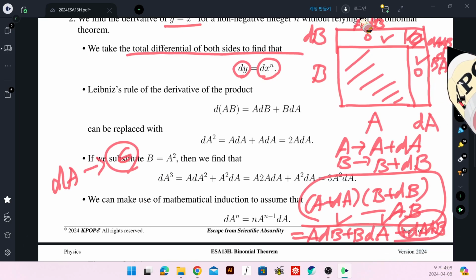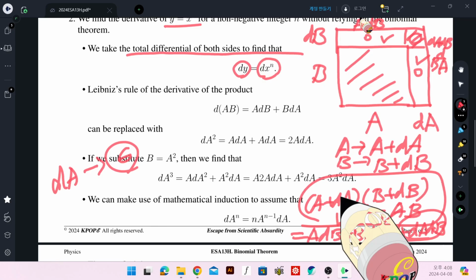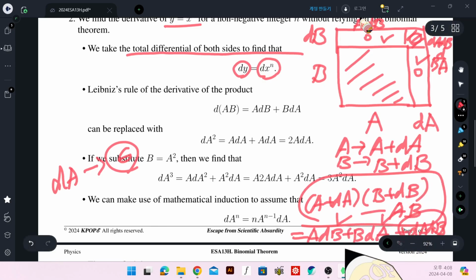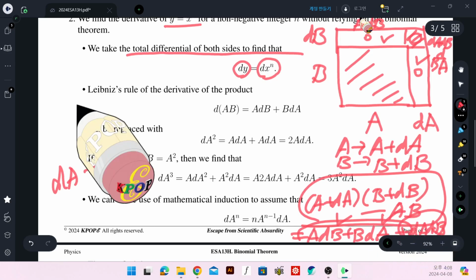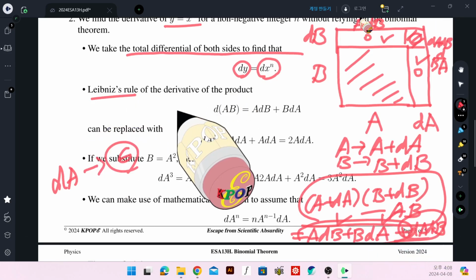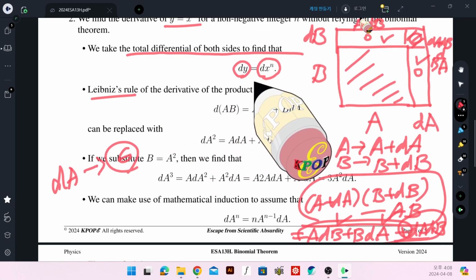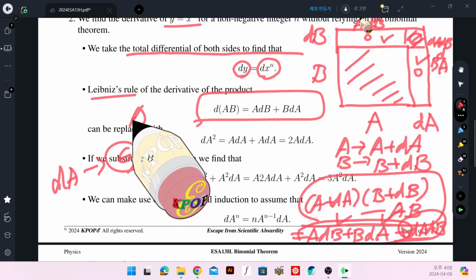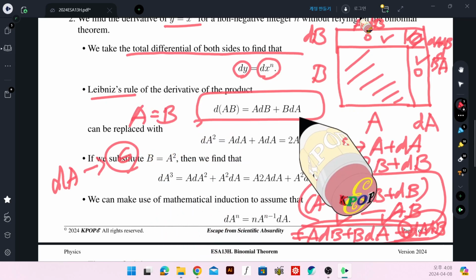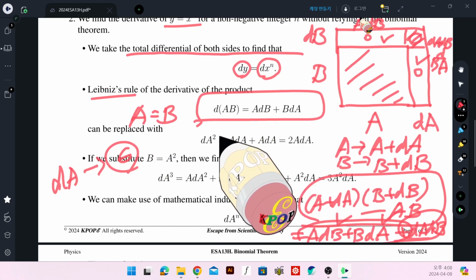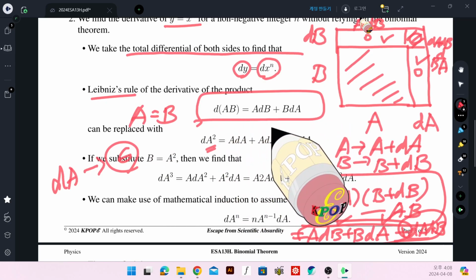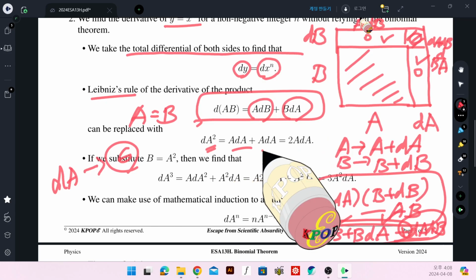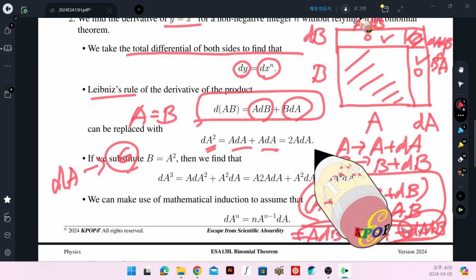In the limit, dA and dB are both going to 0. That's the reason why we have the Leibniz rule of the derivative of the product like this. In case A equals B, the expression becomes quite compact, so A squared. And these two are the same, I have a factor of 2, A dA.